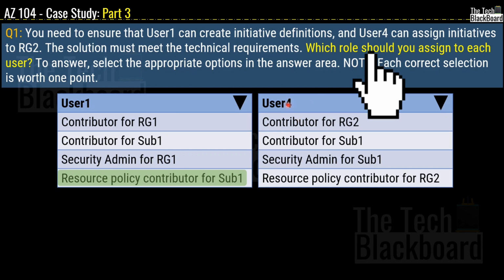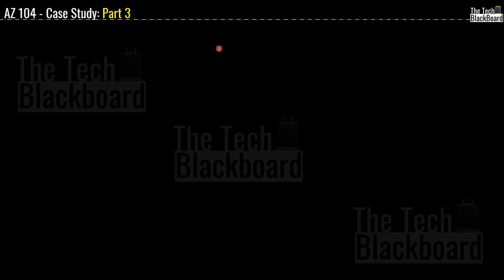Now for user 4, the question clearly says that user 4 can assign initiatives to RG2, which means that now we are talking at resource group level. So the correct answer for user 4 is Resource Policy Contributor for RG2. Now let's move on to the next question.